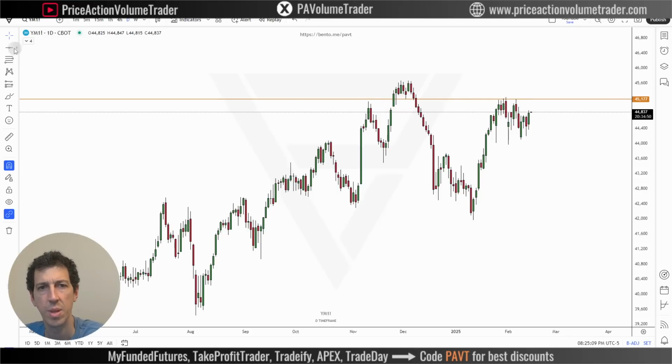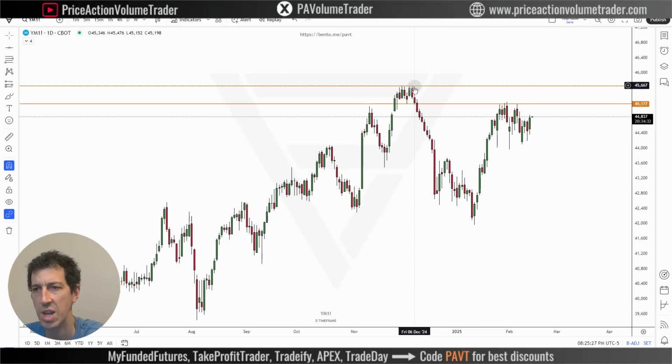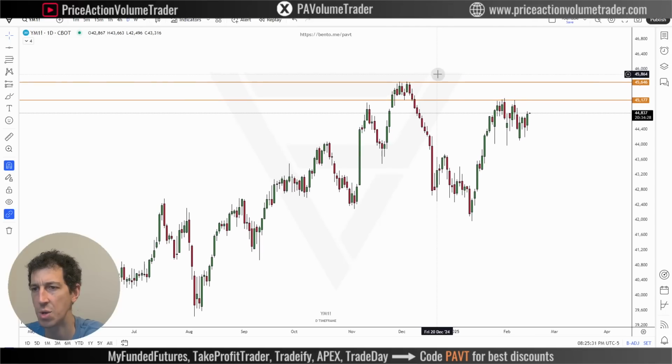Next, let's just keep moving. Now, at the all-time high, you can see we had about five candles hitting right around the same area. So I'm just going to go ahead and put a level right around here, 45,646. This is pretty much where all the clusters of highs were.